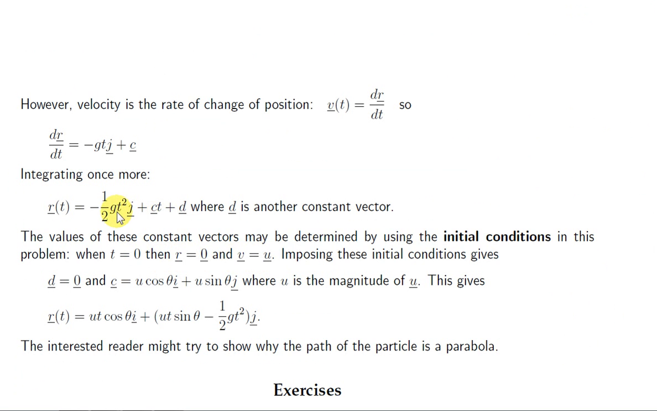Okay, plugging t equals 0 in here, these two terms disappear and we're left with r at 0 equals d. So since r at 0 is 0, d must be 0. So d is actually the position vector of the particle at t equals 0, and it's 0 in this case. Now if we go back up here, the velocity dr dt is equal to u when t is 0. So if we plug 0 in here, this term disappears and we're left with vector u equals vector c. So vector c is the initial velocity of the particle.